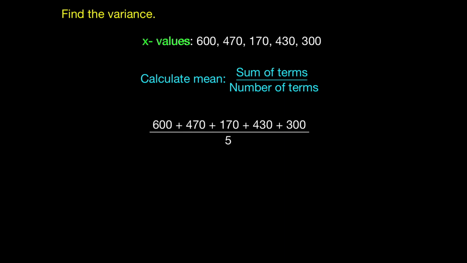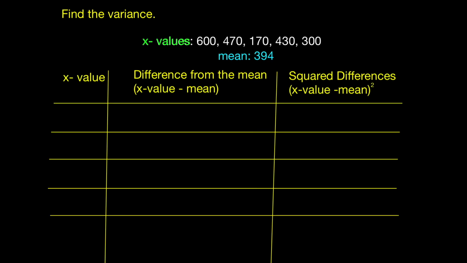Now when I calculate the numerator, I'm going to get a total of 1,970. Then after I divide it by 5, I'm going to get a total of 394. So my mean is 394.